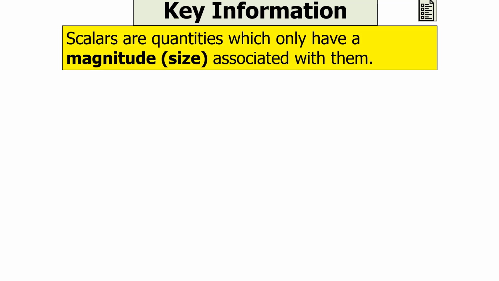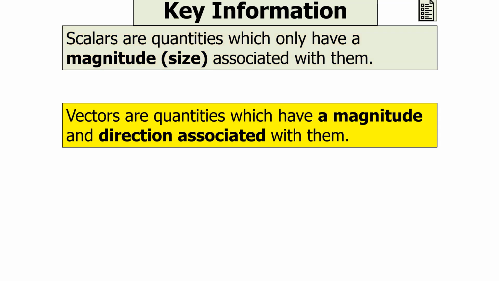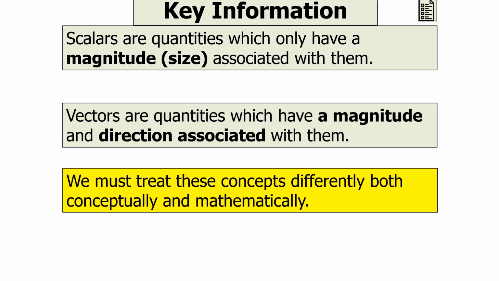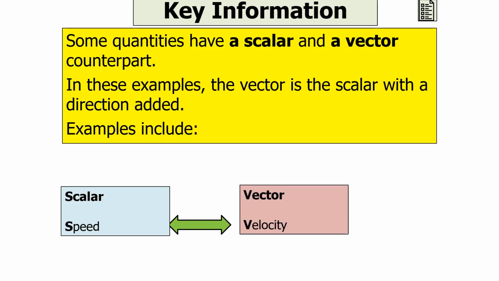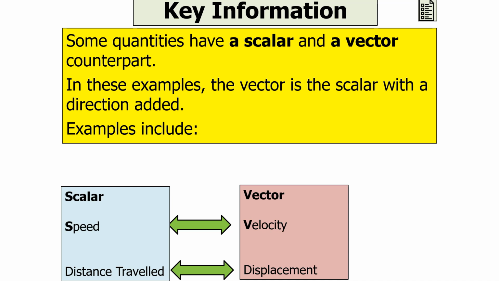So to clarify, scalars are quantities which only have a magnitude associated with them. Vectors are quantities which have a magnitude and a direction associated with them, and we must treat these concepts differently both mathematically and conceptually. Now some quantities have a scalar and vector counterpart. In these examples, the vector is the scalar with a direction added. So examples include speed being a scalar and velocity being its equivalent vector. And the scalar is the distance travelled, and the vector equivalent of distance travelled is displacement.